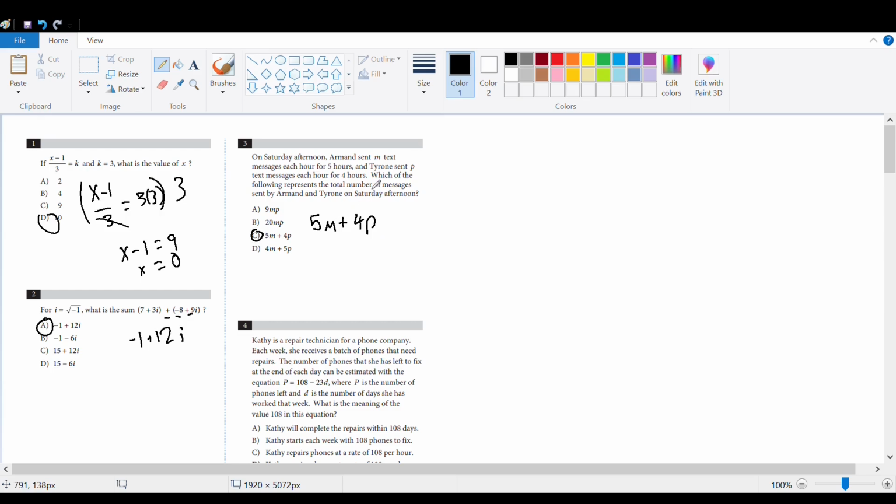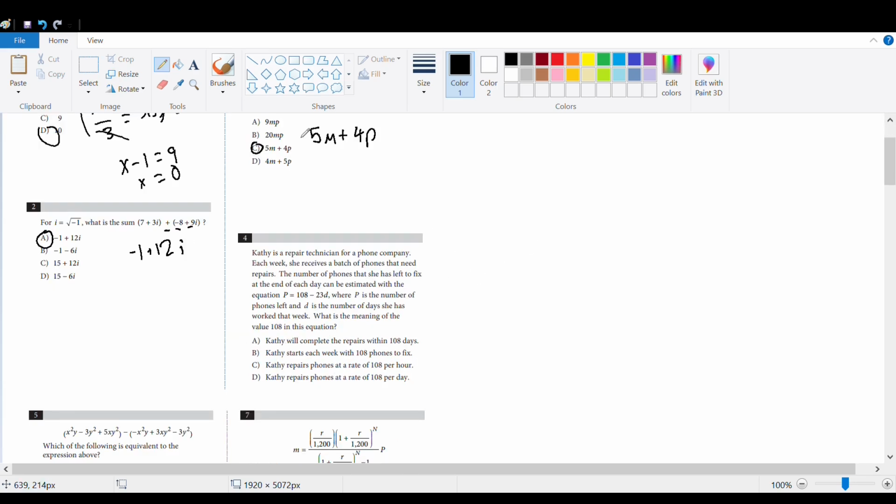And one thing you want to keep in mind is to not mix up variables. For example, D is very similar to C, except that 4 and 5 here are swapped, and this is a very easy mistake to make. So what I recommend is drawing some sort of symbol in order to be able to easily differentiate between two different variables. So for example, for Armand, you could put a line underneath M and 5, which correspond to Armand, and maybe a line above P and 4, which corresponds to Tyrone. Obviously, you could do what you want, but just make sure to not mix up any variables.